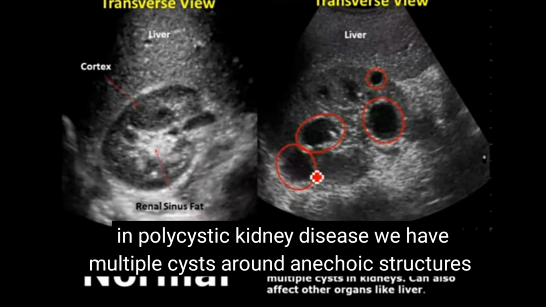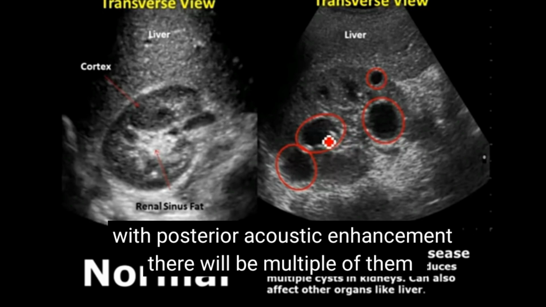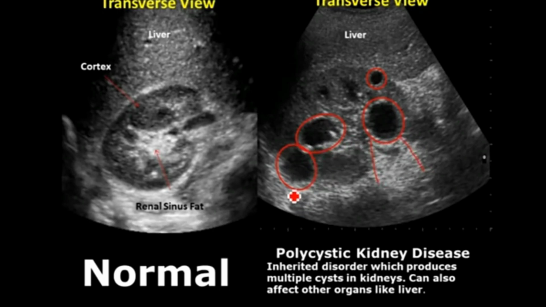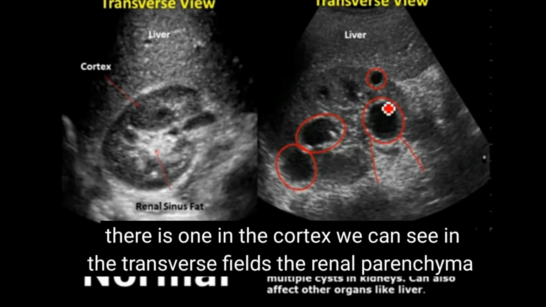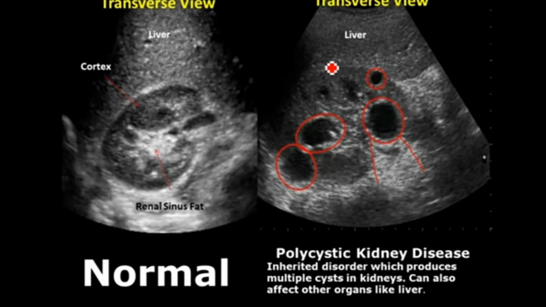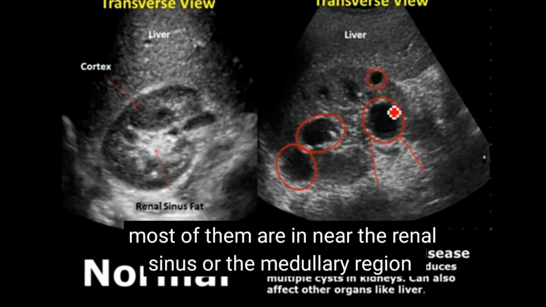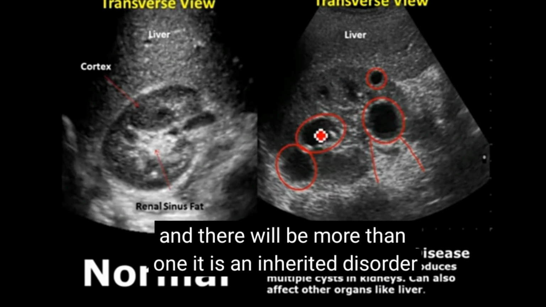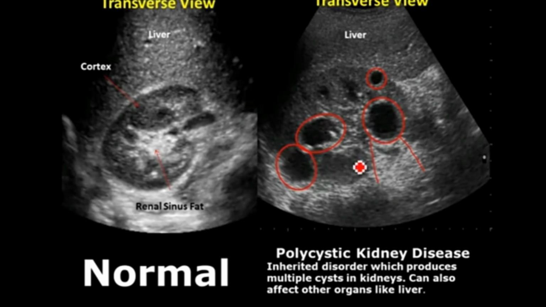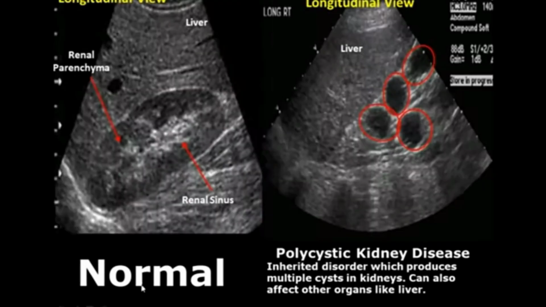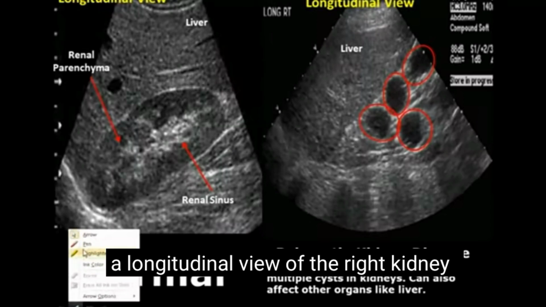In polycystic kidney disease, we have multiple cysts, which are anechoic structures with posterior acoustic enhancement, and there will be multiple of them. There is one in the cortex we can see in the transverse view, in the renal parenchyma. Most of them are near the renal sinus or the medullary region, and there will be more than one. It is an inherited disease.